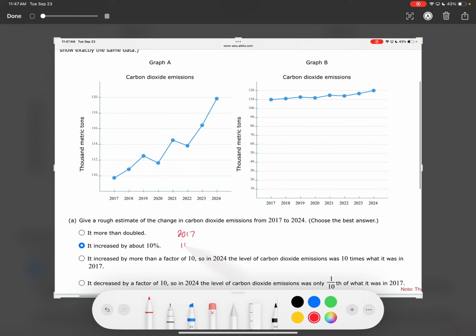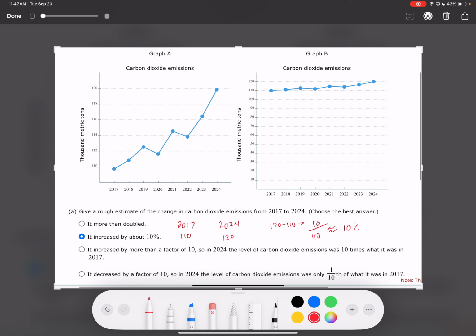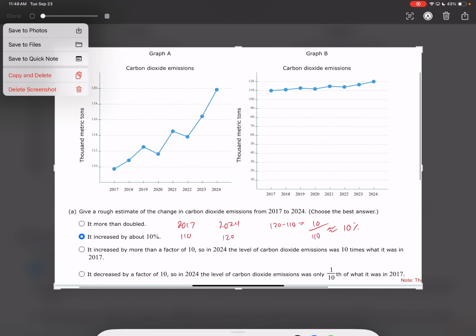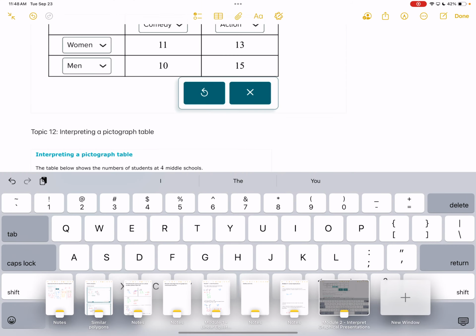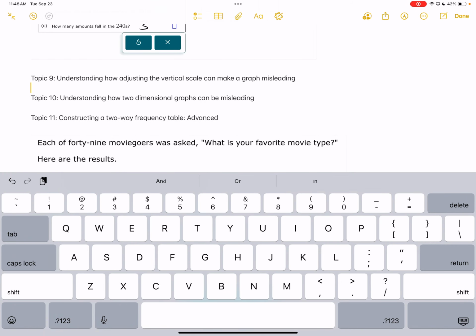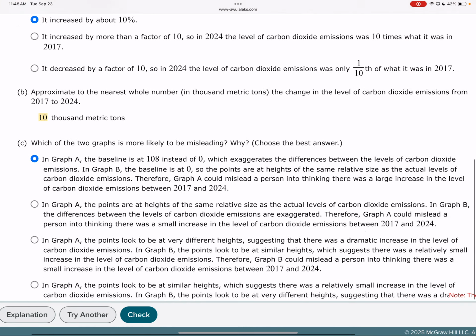But if 2017 is about 110 and 2024 is about 120, 120 minus 110, the change is 10, divided by the original amount. That's about 10%, right? 10 out of 100 is about 10%. So 10 out of 110 is just less than 10%. So it is increasing by about 10%. So that is helpful. The data is easier to see in graph A, but when you're just displaying it for people to see the increase, you need to do the second graph. Let's save that real quick. All right, on to the next questions.